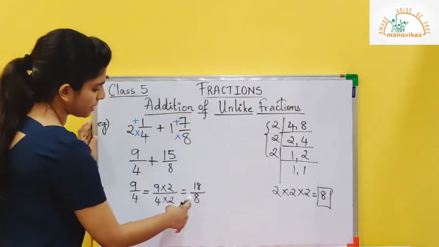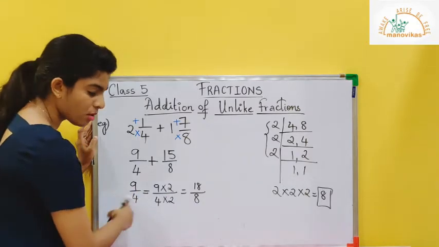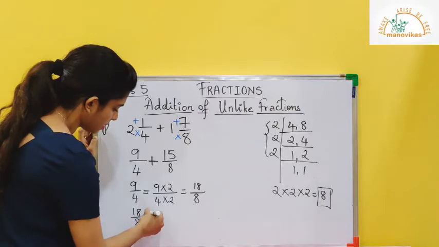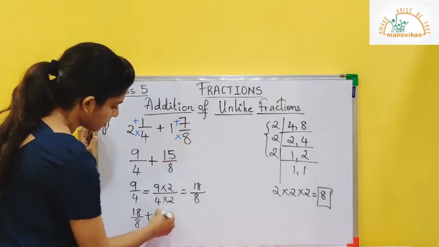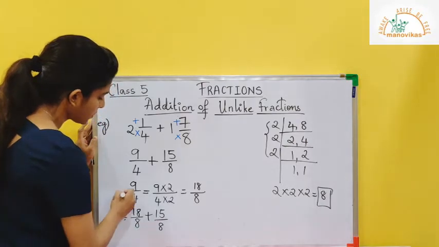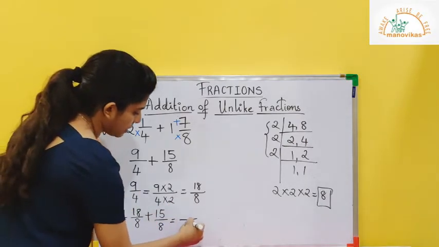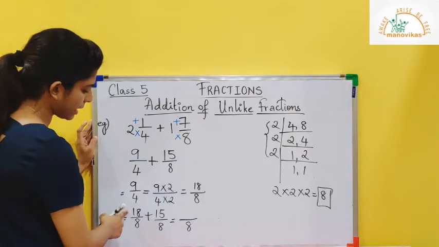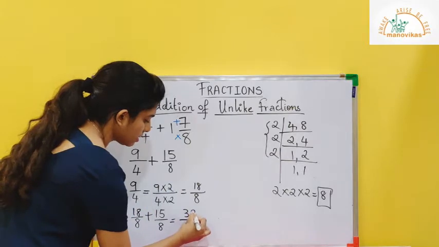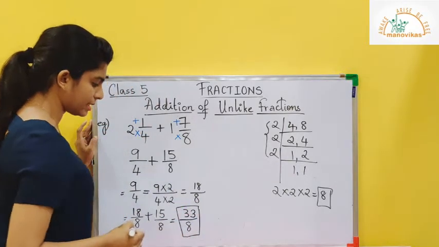Now I got 18 upon 8. Now what will you do? Instead of writing 9 upon 4, I will write 18 upon 8 plus 15 upon 8. Okay. Now what is the answer? So 8 will remain same. What is 18 plus 15? It is 33. Now the answer is 33 upon 8.